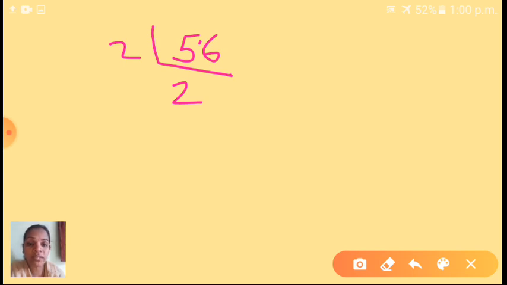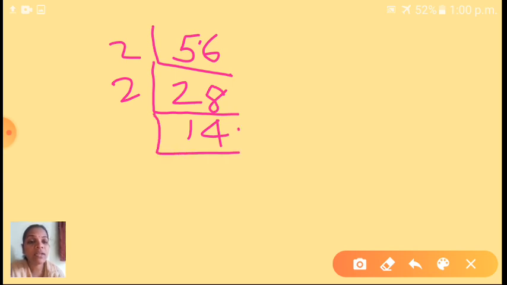16, how many 2's are there? Very good, 8. Okay, again it is what? Even number. So 2 only will come. Okay, so here in 2, how many 2's are there? 1. And 4, how many 2's are there? Very good, 14. Okay, again here it is an even number, so 2 only will come. How many 2's are 14? Very good, 7. This 7 is what? Prime number. So we will stop now.